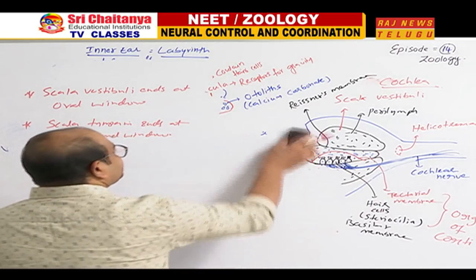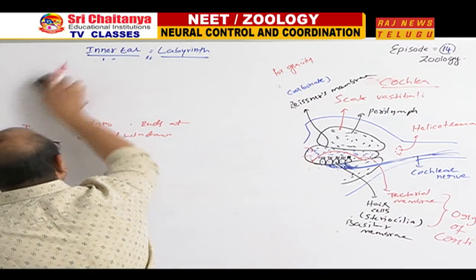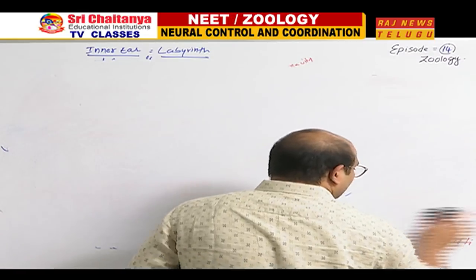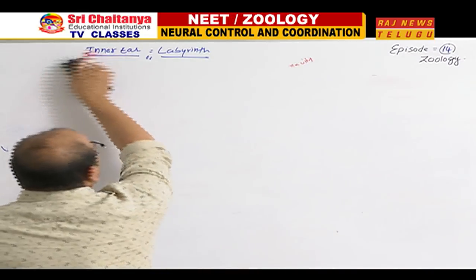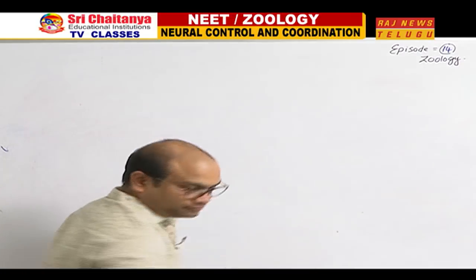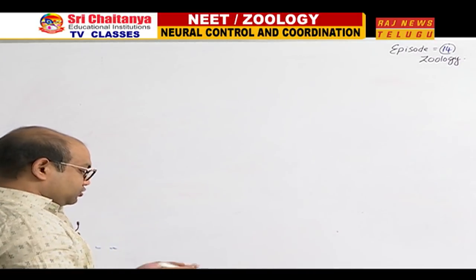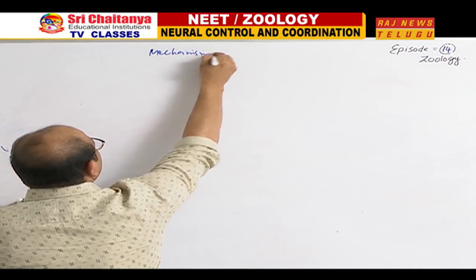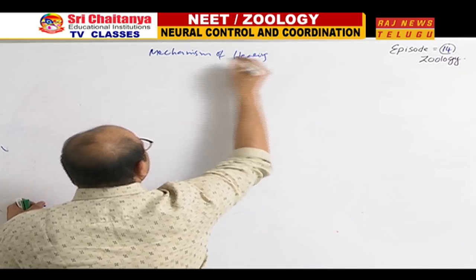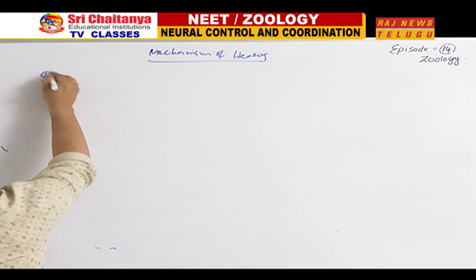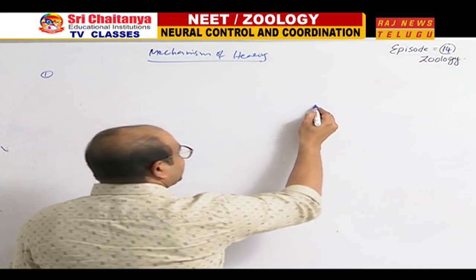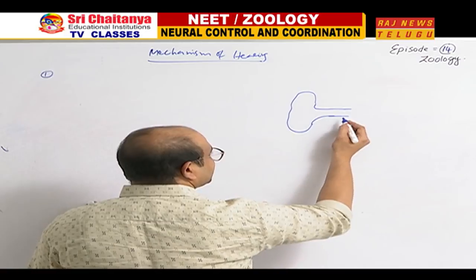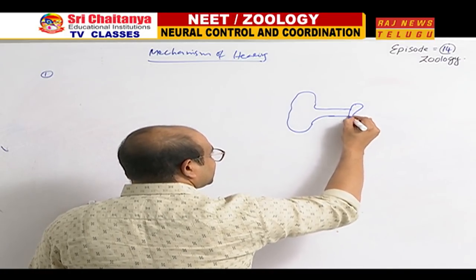Now let me discuss the mechanism of hearing. I will discuss the events one by one. So in mechanism of hearing, the first point is the pinna receives the sound waves. Sound waves travel through auditory canal and then tympanum.